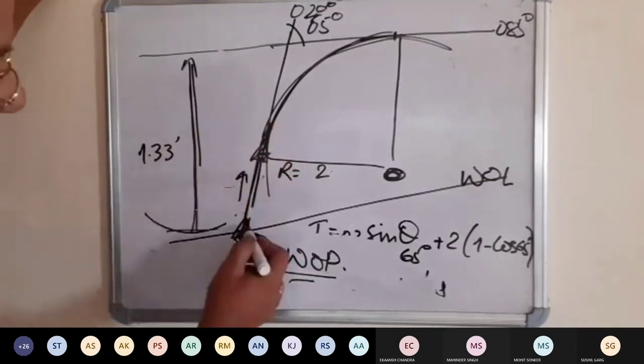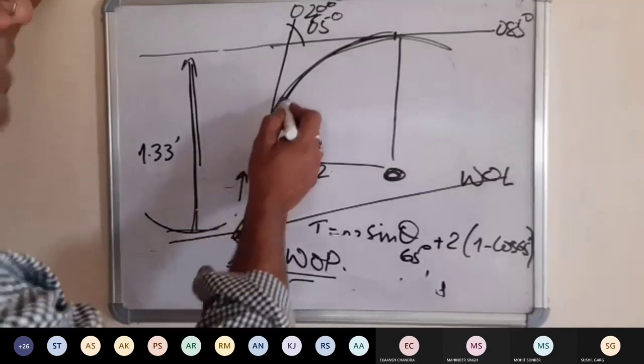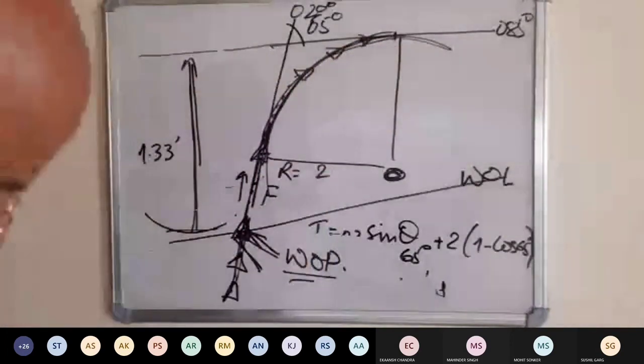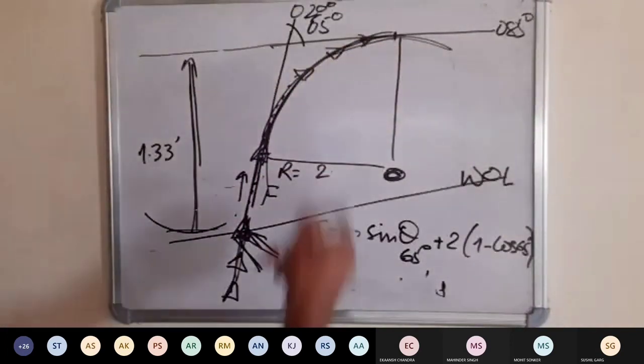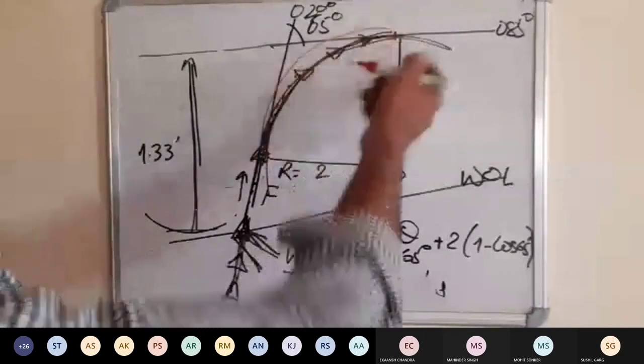Initially, it will not respond. This is the distance F. When it is not responding, then it begins to turn. And depending on the execution that you're doing, the ship either may go on this constant radius or may go like this, constant ROT.